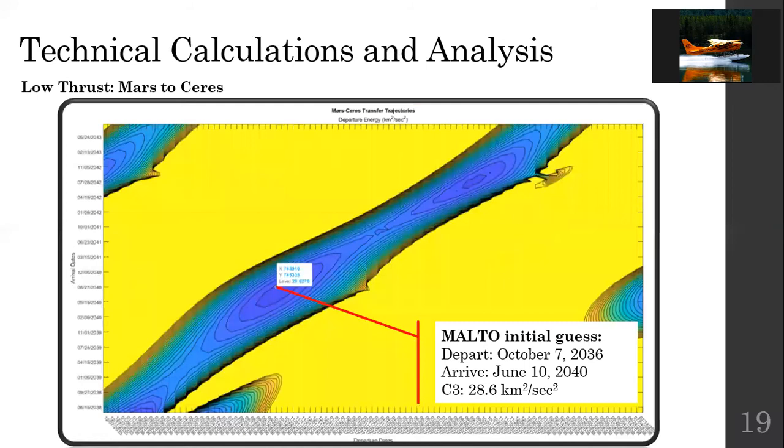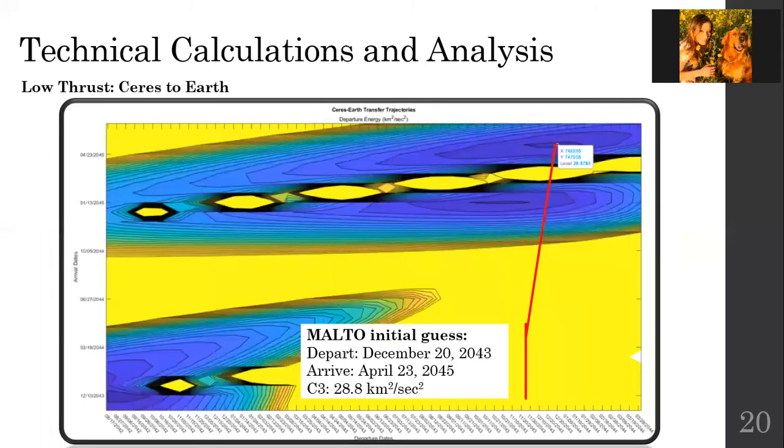Another porkchop plot from Mars to Ceres is shown below for the initial guess dates. The departure date matches the arrival date in the previous plot of October 7th, 2036, and shows an arrival date to Ceres on June 10th, 2040, with a C3 energy of 28.6 kilometers squared per second squared. It is important to note that the C3 energies of these two plots match as we do a flyby through Mars. Slide.